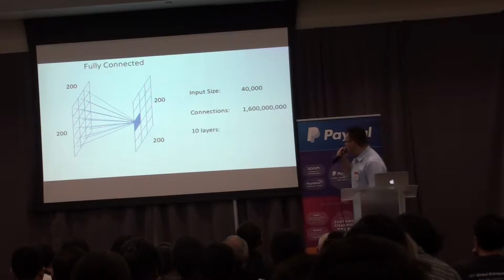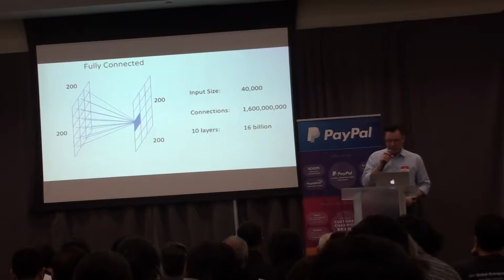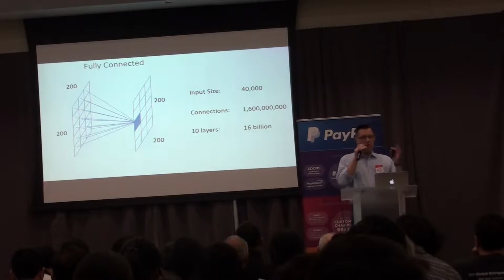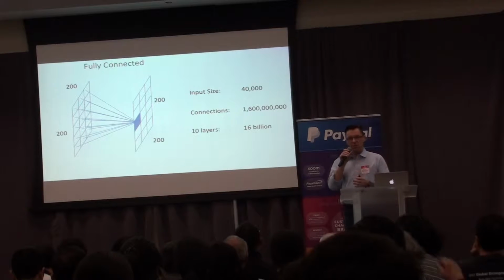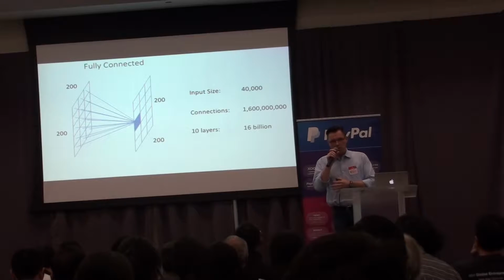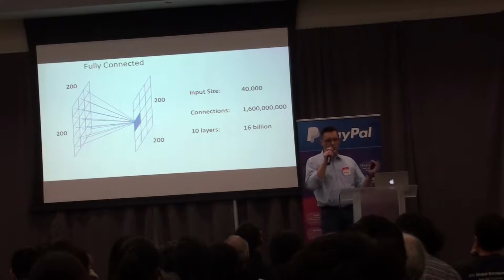So by itself, I have an example here, 10 layers. That's just half of the problem. Let's say we can build this huge supercomputer and shove it all in. It's still not going to work because we need to train this network, and we have that many parameters, 16 billion parameters that we need to train.